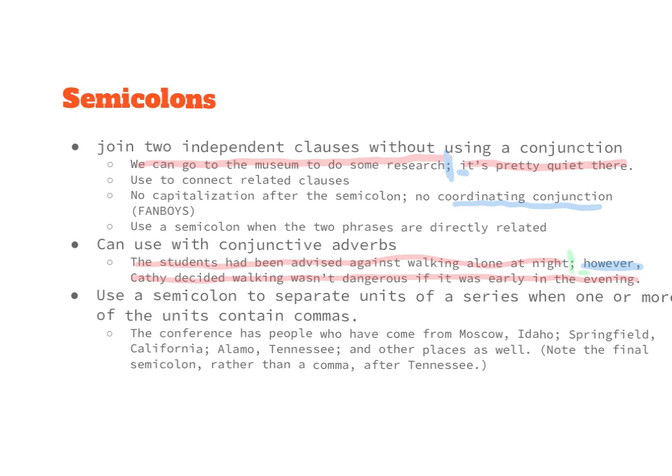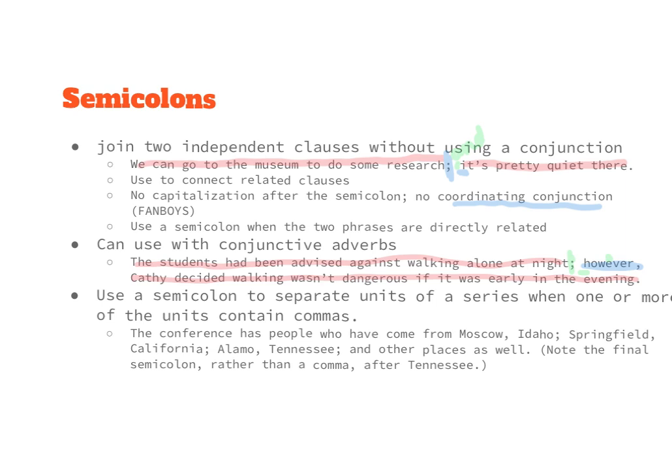And the reason you can use these types of conjunctions is because using them still makes what follows a complete sentence. If you put "and" here, sorry, you can't even read that, "and it's pretty quiet there," that's not a complete sentence, so it breaks the rule of the semicolon.